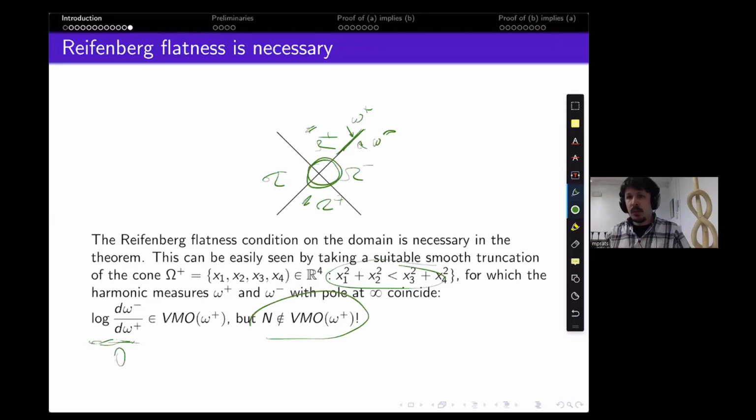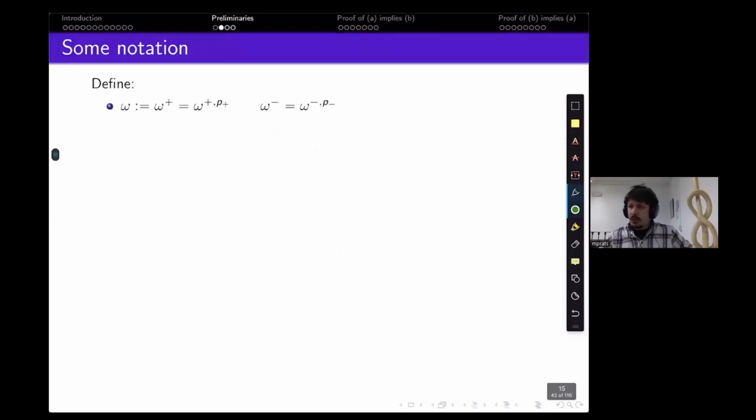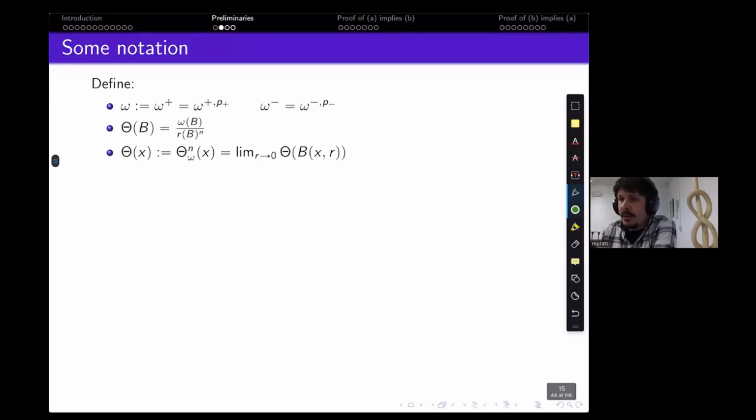Okay. Let's move on to some preliminaries. So first, definitions. Omega is the harmonic measure. Omega minus the harmonic measure. Omega or omega plus is the same. Omega minus is always denoted with the minus sign. Then theta is this kind of density of a ball, so just the measure of the ball divided by the surface measure of its boundary. Now, theta, if it's applied to a point, is just the density, so the limit when r goes to 0 of these thetas.